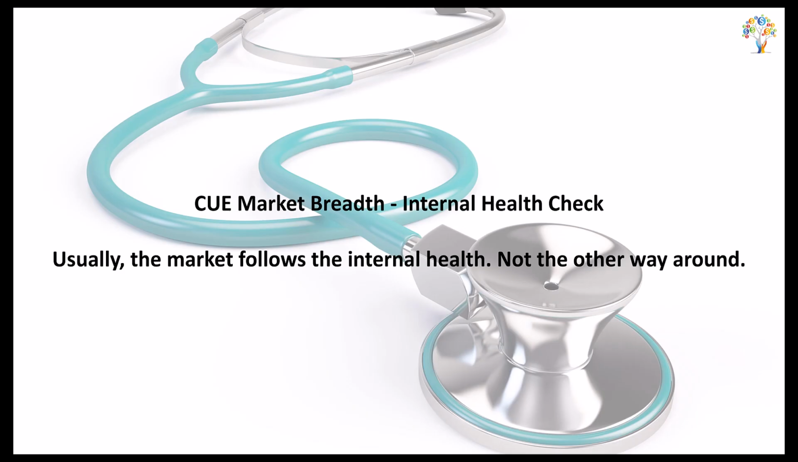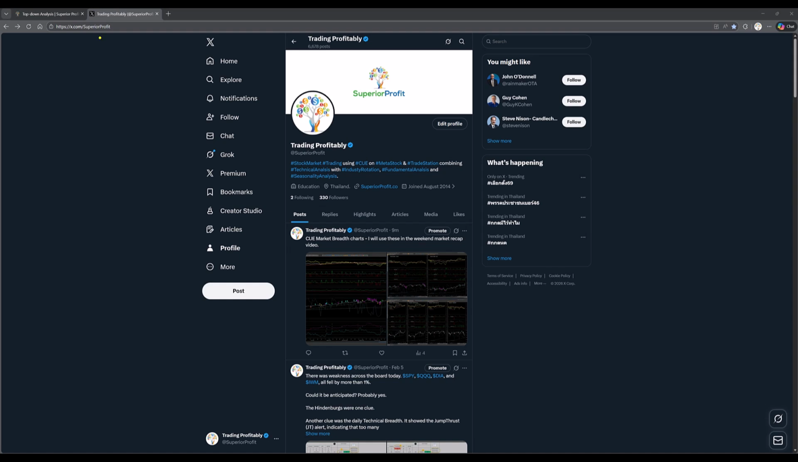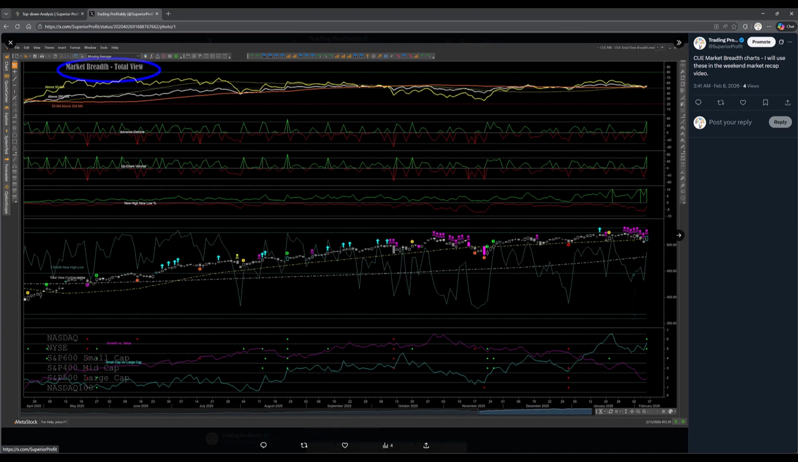Second dimension of our analysis is using Q market breadth, internal health check. Usually, the market follows the internal health, not the other way around. I have already posted the market breadth charts on my X handle, Superior Profit. Let me use those. Total view, the broadest view of the market.